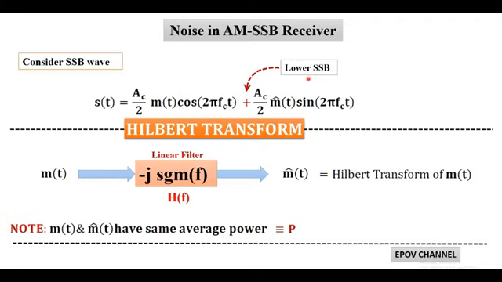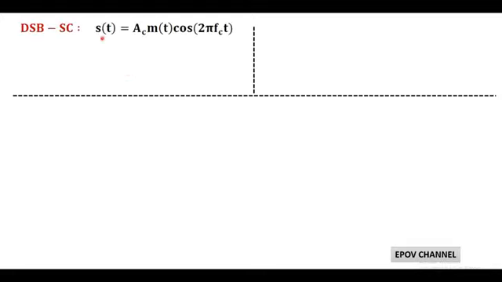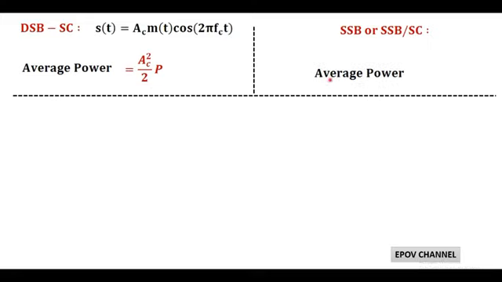Now on a comparison basis, we know that double sideband suppressed carrier wave is given by s(t) = Ac m(t) cos 2πfct, and the average power of this double sideband suppressed carrier becomes Ac² upon 2 into P, where P is called average message power. Therefore, we can say that average power in single sideband suppressed carrier is just half of the double sideband suppressed carrier. So, for SSB, average power becomes Ac² upon 4 into P.